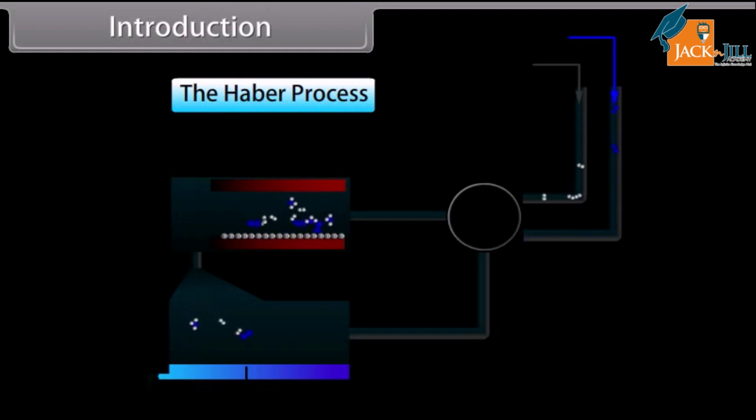Haber's process combines nitrogen with hydrogen into ammonia. Nitrogen is an important element in the P block of the periodic table. So students, today we'll study the P block elements.